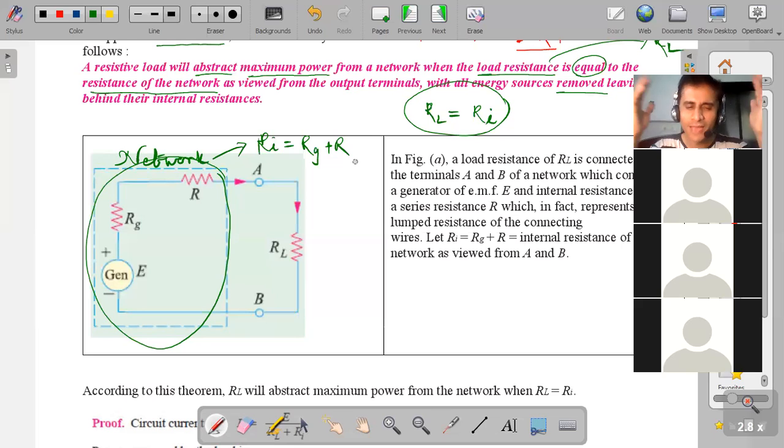Understood, dear student? And dear student, A and B are output terminals. Our aim is to find out the condition, the criteria, for maximum power. Now, RL is the load resistance, L for load. RL is load resistance which is connected across which point? Anyone?